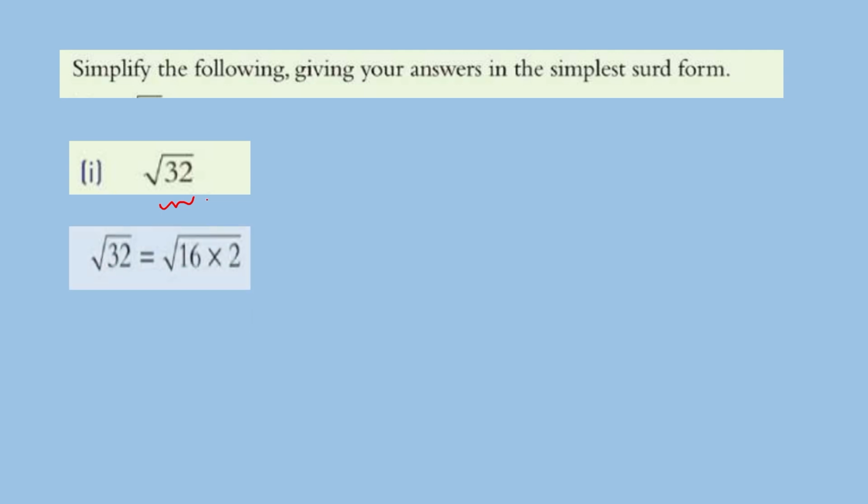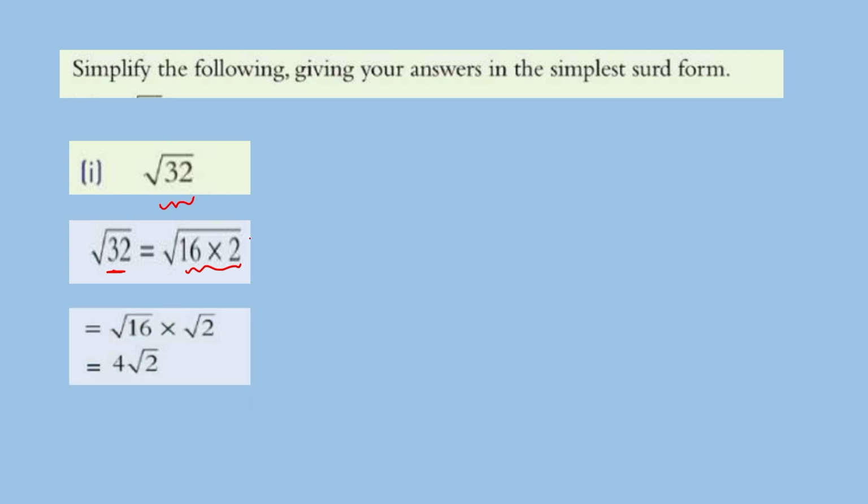Now we know that root of 32 can be written as under root of 16 into 2, because we have written 32 as a product of 16 and 2. Now we have separated these two surds. We have written root 16 into root of 2. We can write it like that.